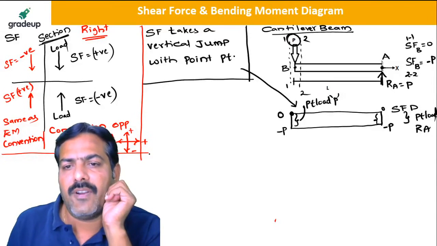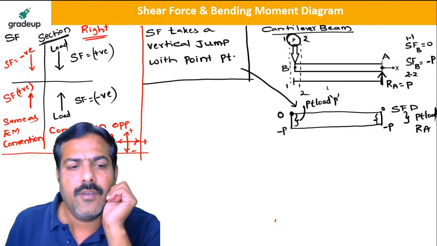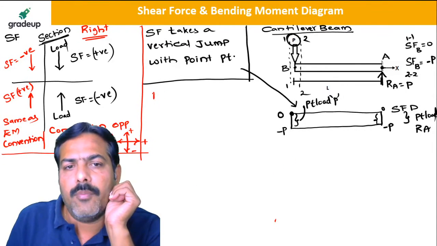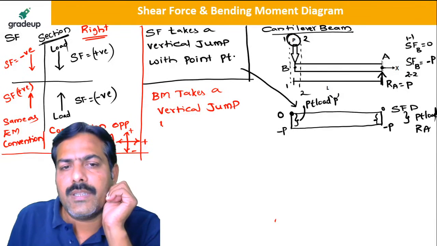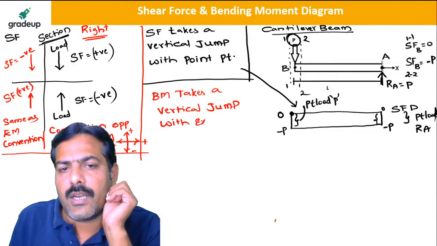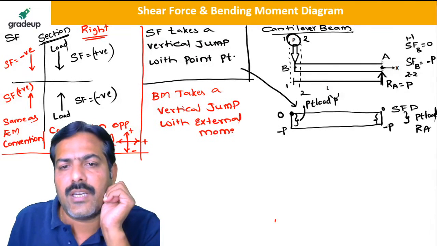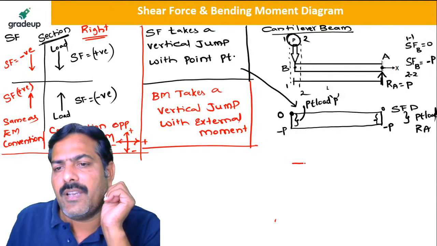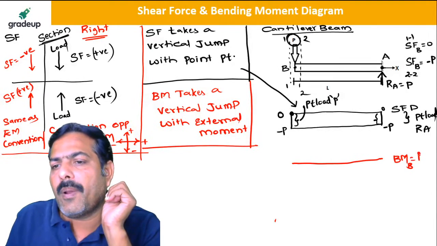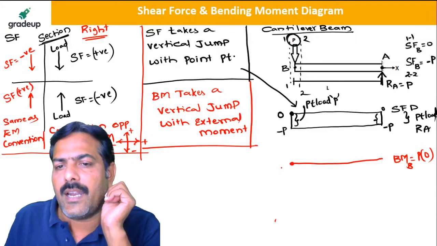Now third case, my dear friends, if I talk about the bending moment, bending moment takes a vertical jump with external moment. So whenever you see that there is an external moment acting on the beam, compulsorily there are two values of the bending moment. For example, the bending moment at B is equal to P is the load, perpendicular distance is 0. So the answer at this point is 0.